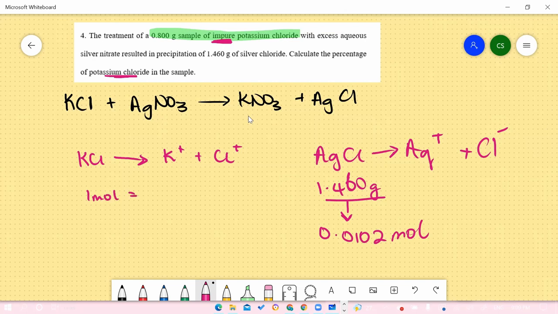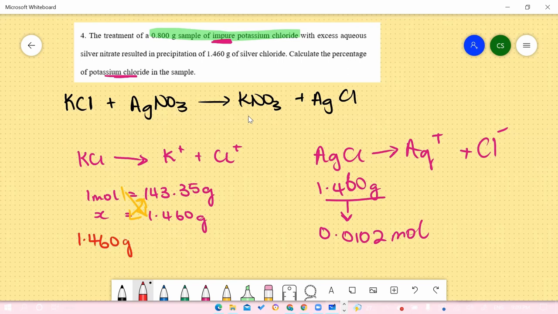So 1 mole is equal to how much? 143.35 grams, according to my information. So one mole would be equal to 143.35 grams, and then X moles would be equal to 1.460 grams. You do a cross proportion and you will get that 0.0102 moles are in 1.460 grams of silver chloride. So you divide everything by 143.35 grams, right?